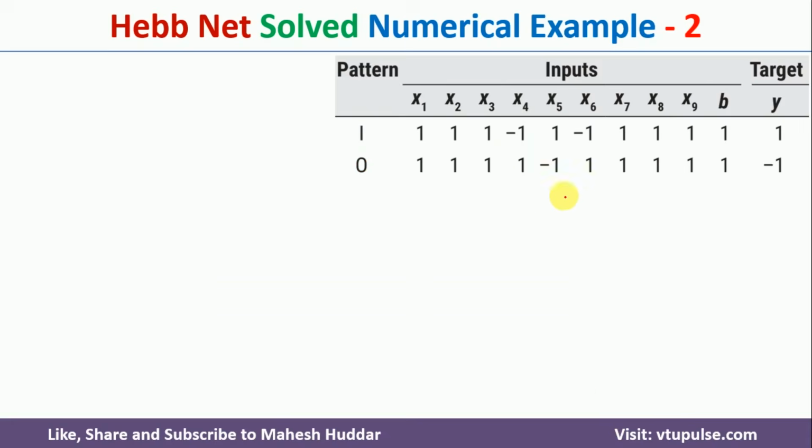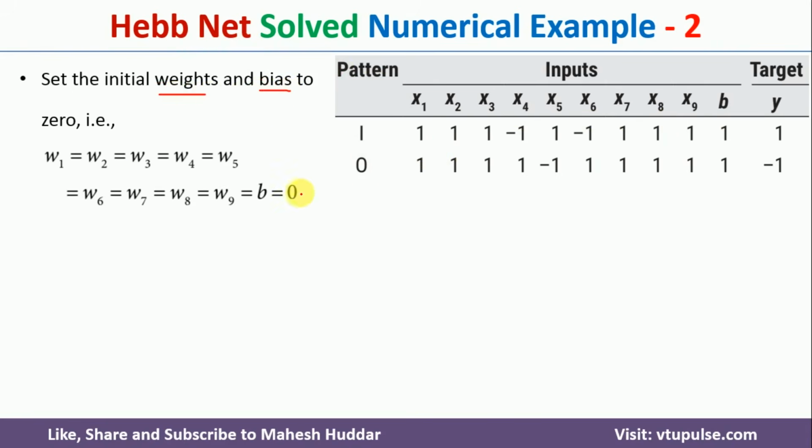Now for this given dataset, we will apply the Hebb rule and design a Hebb network. First and foremost, we need to initialize the weights as well as the bias to 0. There are totally 9 inputs and 1 bias, so everything is set to 0. That is, W1 to W9 are set to 0, as well as B.